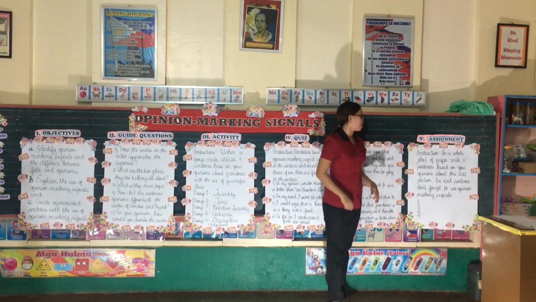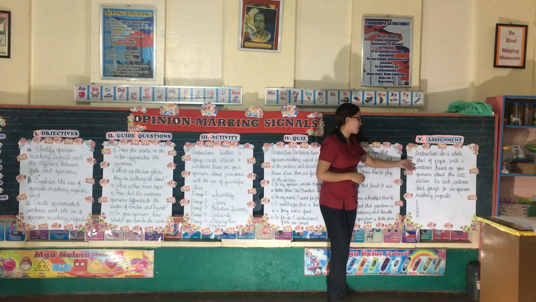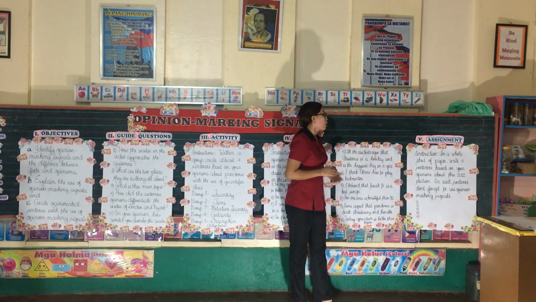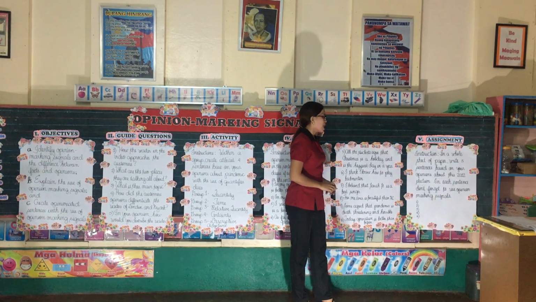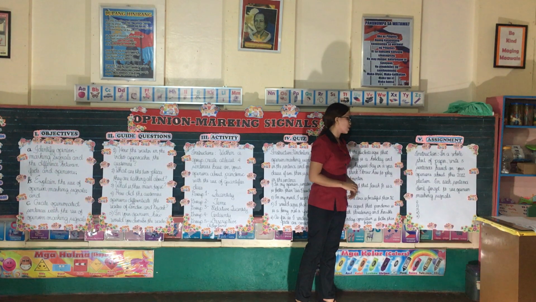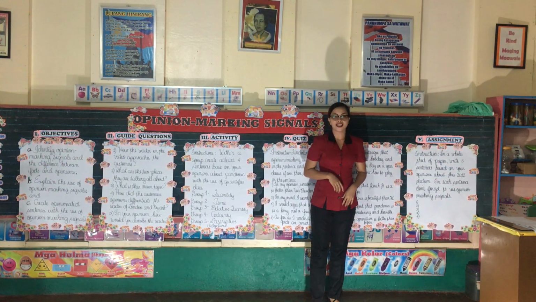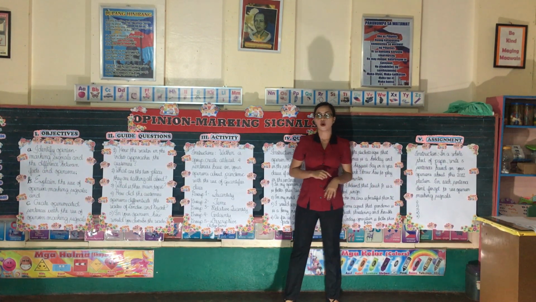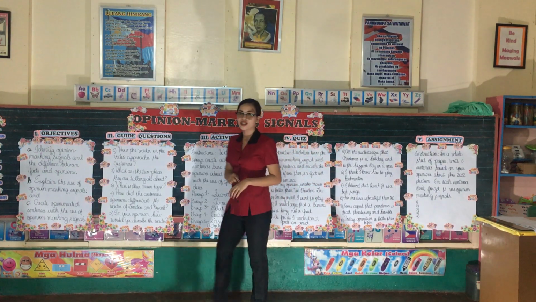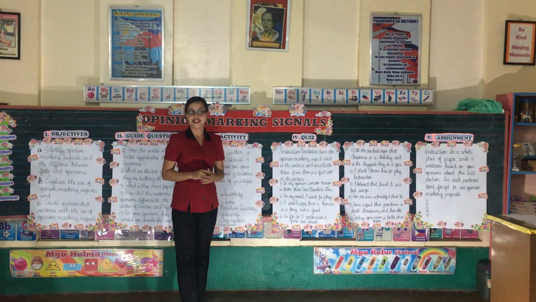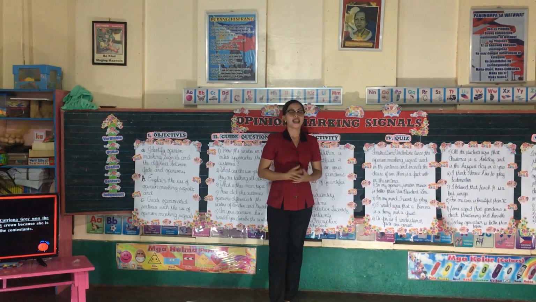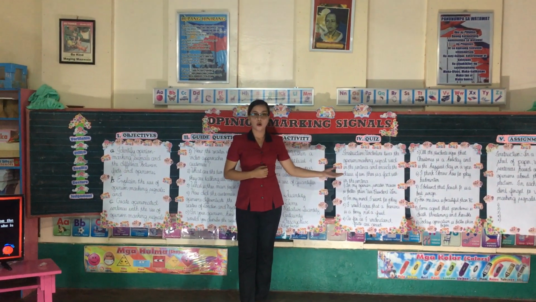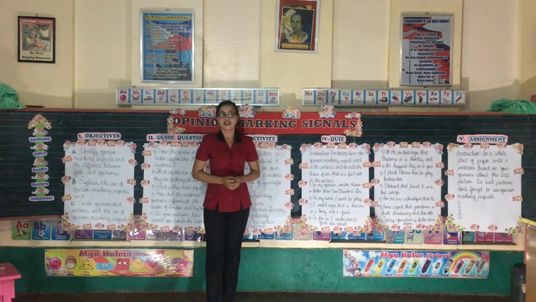So for your assignment, I will be the one to read the instruction. In a whole sheet of paper, write 5 sentences based on your opinions about this 2022 election. In each sentence, don't forget to use opinion marking signals, or the clue words for opinion marking signals. So, is the instruction for your assignment clear, class? Okay, thank you so much. And I would like to tell you that you are going to submit your assignment next meeting.